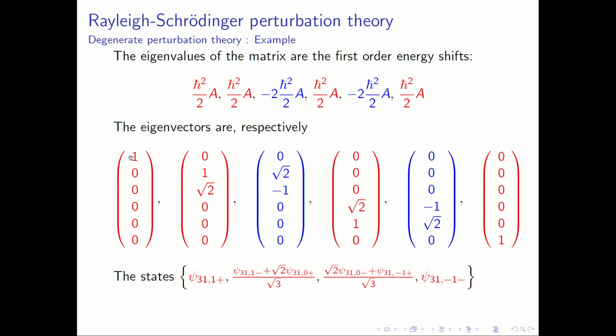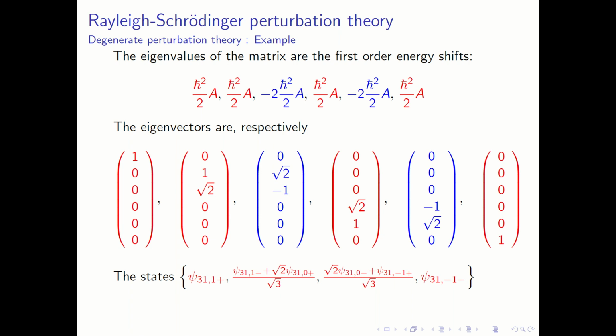This one, of course, is just psi 3 1 1 plus. This one corresponds to psi 3 1 1 minus with a factor of 1, and psi 3 1 0 plus with a factor of root 2. The root 3 here is just for normalization. This one similarly is root 2 times psi 3 1 0 minus, and this one is plus 1 times psi 3 1 minus 1 plus. Again, root 3 for normalization, and so on. So these 4 states stay degenerate even after the perturbation is applied.